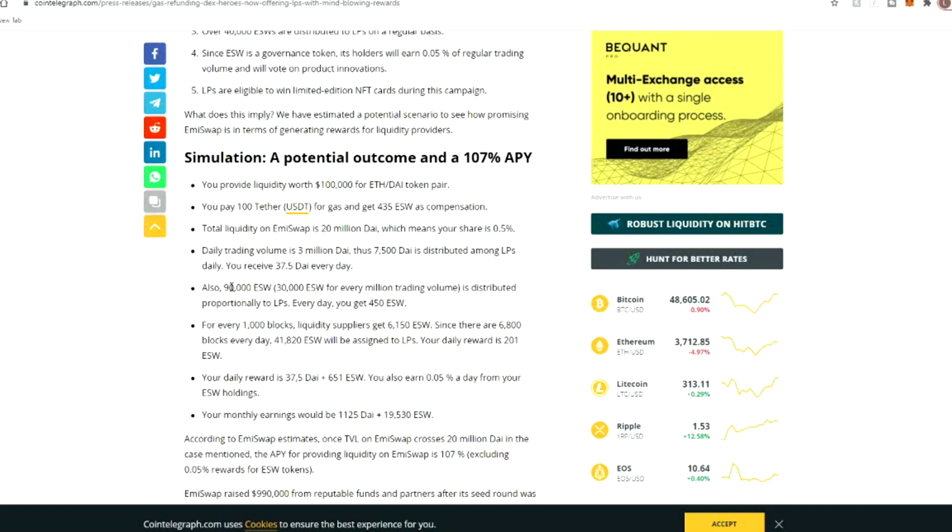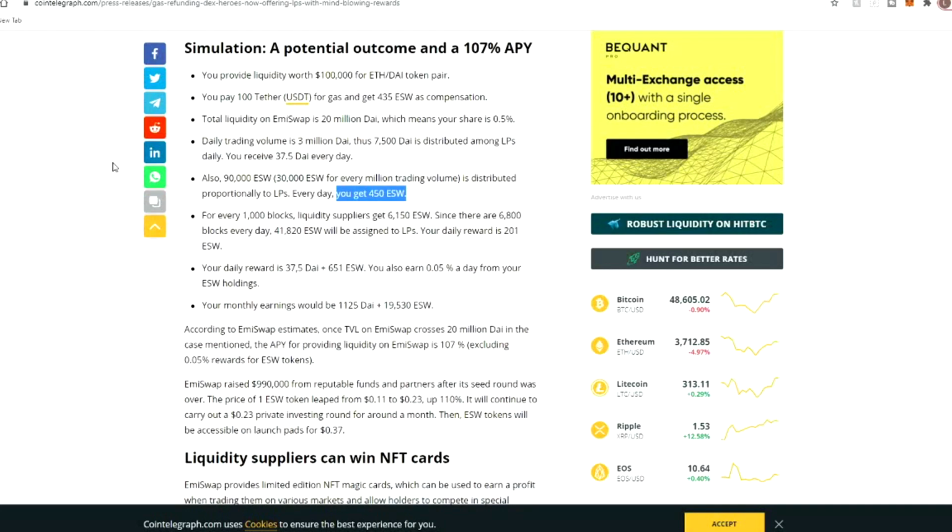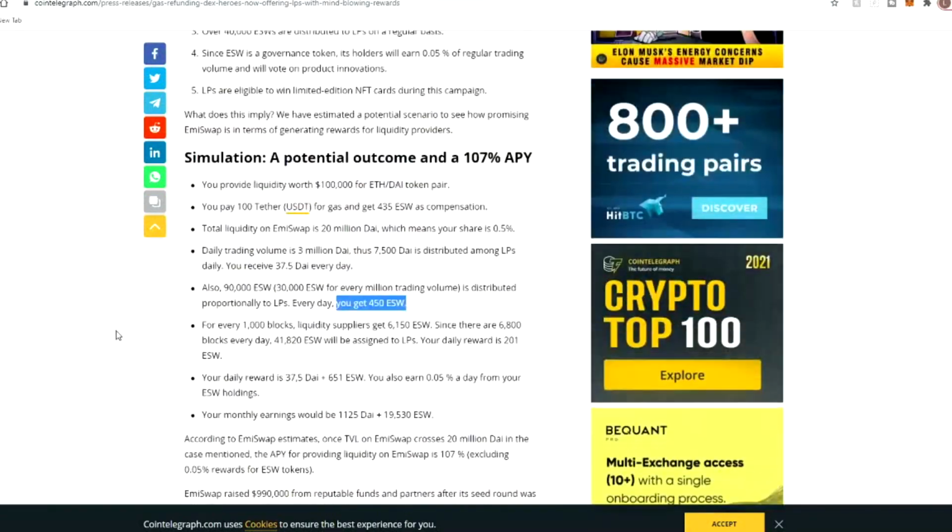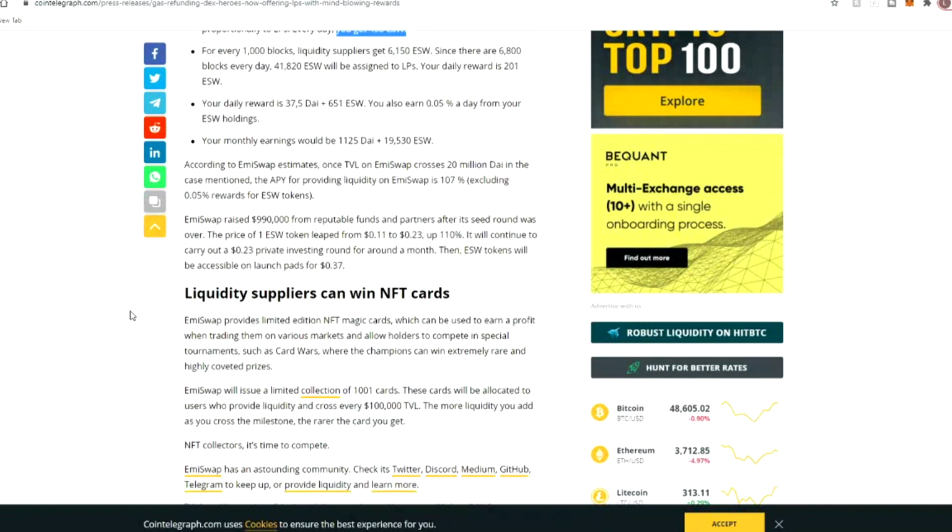So also 90,000 ESW, 30,000 ESW for every million trading volume is distributed proportionally to LPs every day, and you'll get 450 ESW. So you're basically getting passive income for free. So if you hold these tokens, you're going to get passive income, money paid into your account. This is tokenomics, what you want. This is very similar to SafeMoon. This is a huge organization that's going to be getting bigger and bigger and bigger. And with this tokenomics, it's just going to keep going, because people are going to start collecting and collecting and collecting. And obviously, it'll go up and up and up.